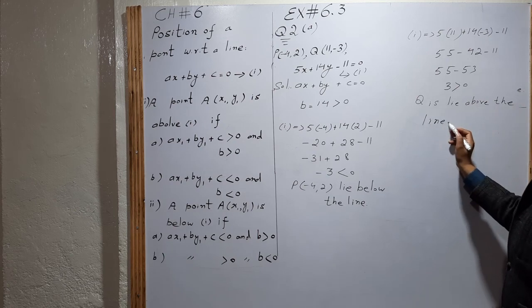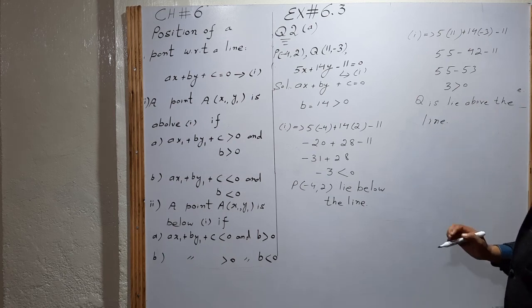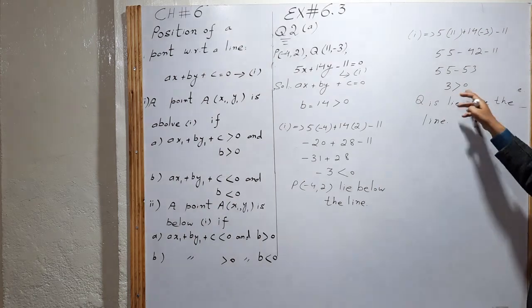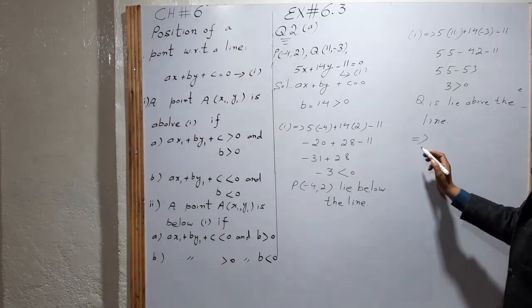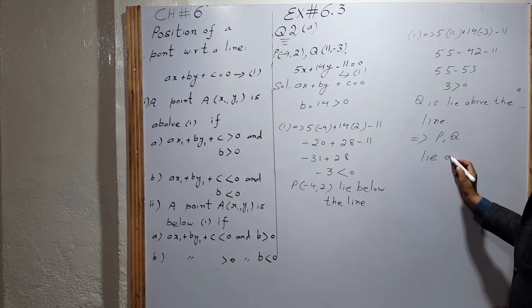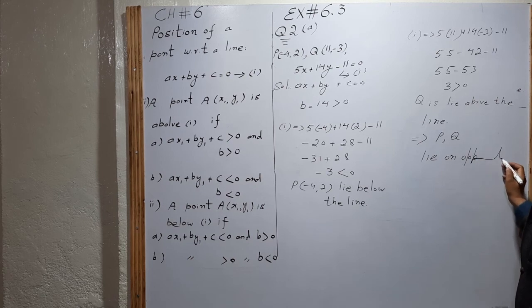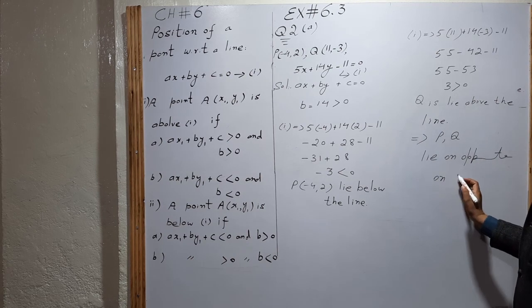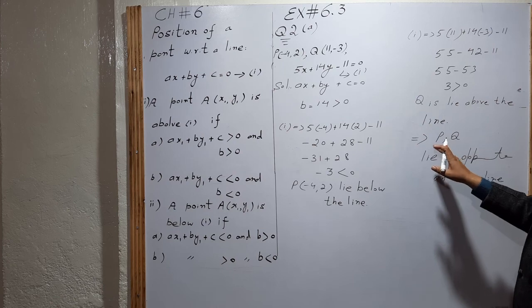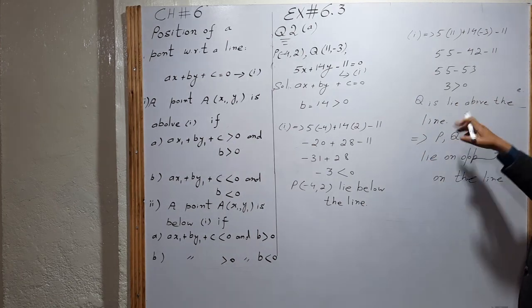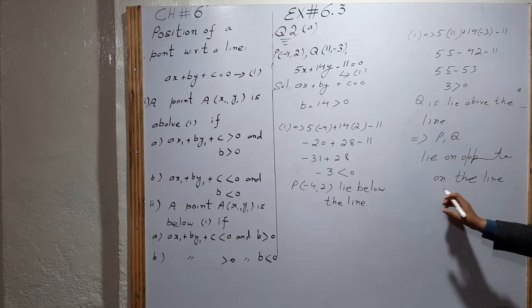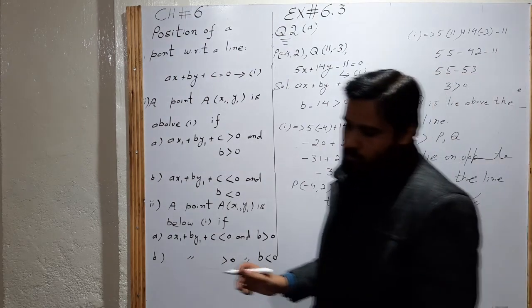So the conclusion is that if one point put in the line gives a negative result and the other gives a positive result, this implies that P and Q lie on opposite sides of the line. It means that P lies below the line and Q lies above the line. So both points lie on opposite sides of the line. It is all about question number 2.